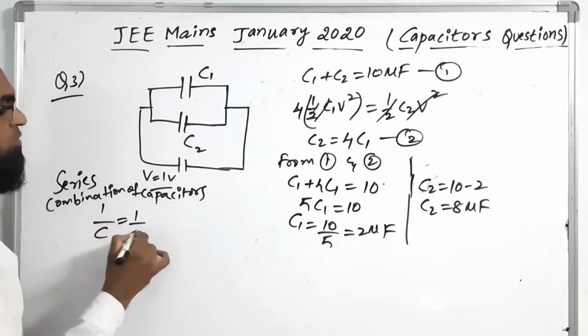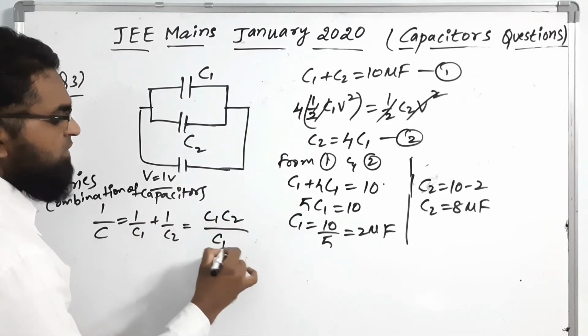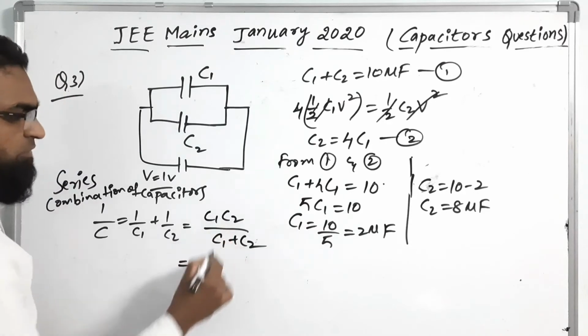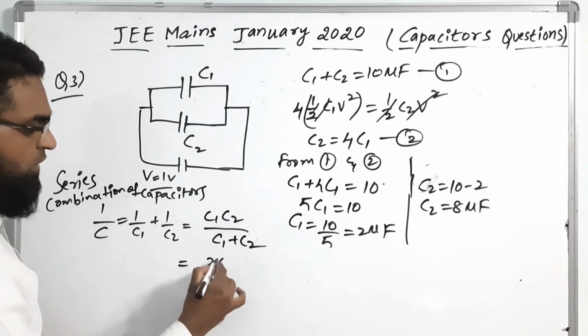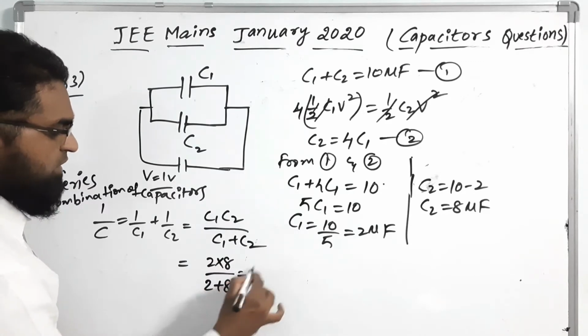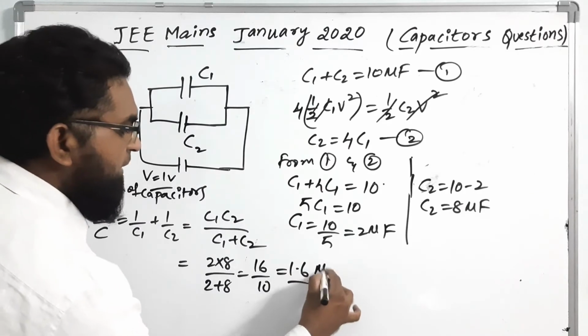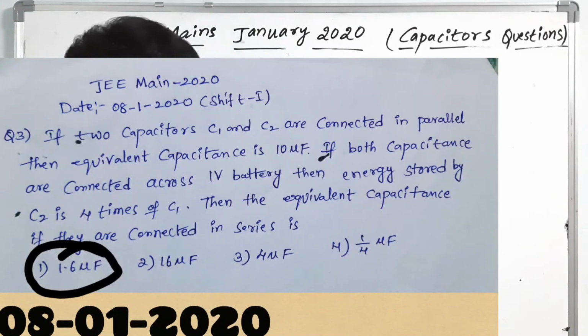So 1 by C is equal to 1 by C1 plus 1 by C2. So this is C1 C2 by C1 plus C2. The result is finally: C1 value 2 into 8 by C1 plus C2, 2 plus 8. So 16 by 10. So 1.6 is the answer, microfarad. Okay, I hope you understood this one.